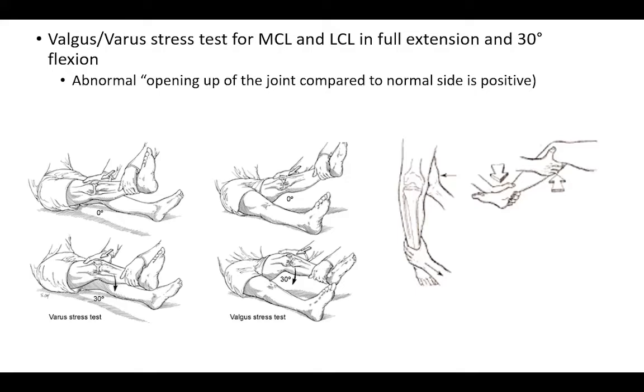To perform the valgus and varus stress test to test for the medial collateral and lateral collateral ligaments, first the knee is tested in full extension. In full extension, a valgus and varus stress is applied and opening is seen on the opposite side. The second part of the test is performed with the knee in 30 degrees of flexion, and if there is any opening up of the joint compared to the normal side, then the test is considered to be positive.